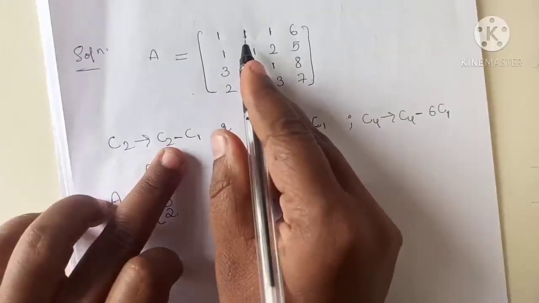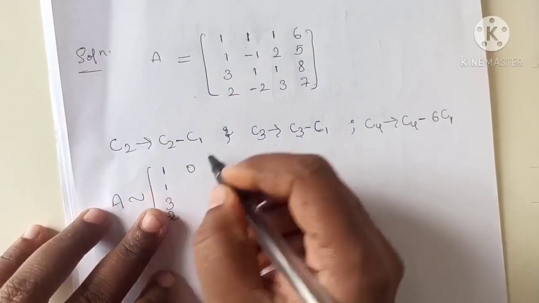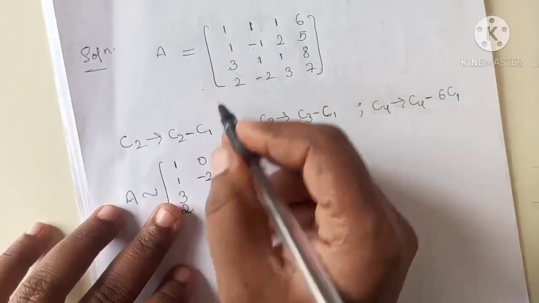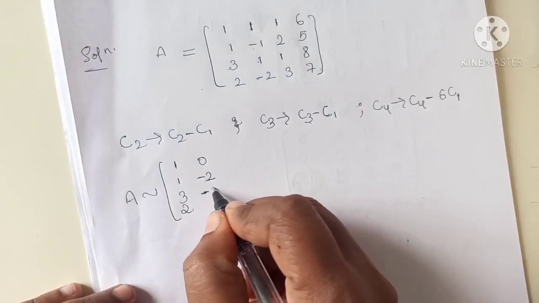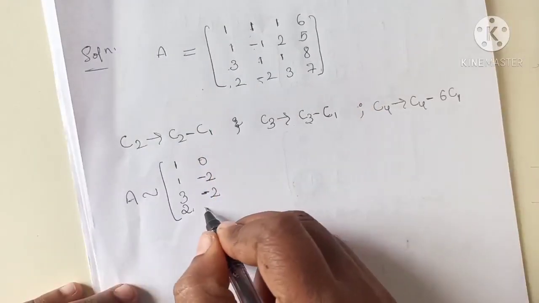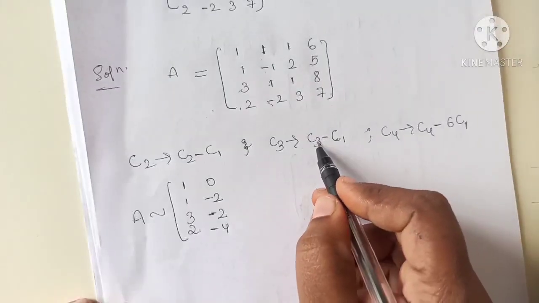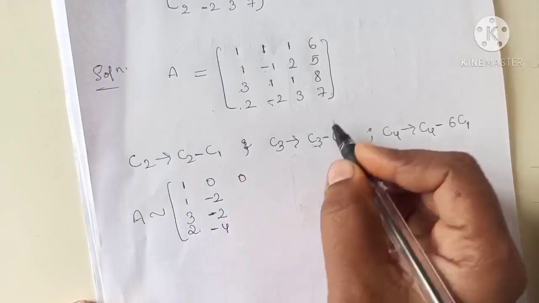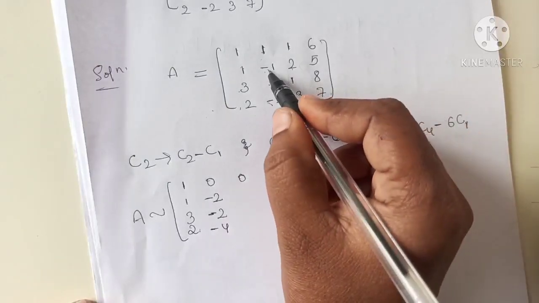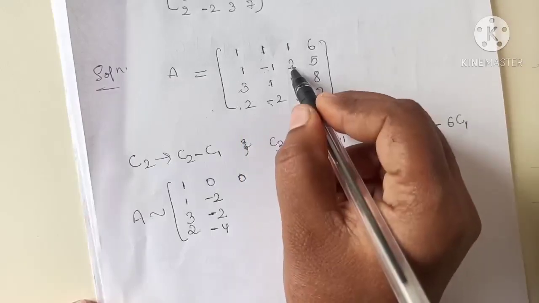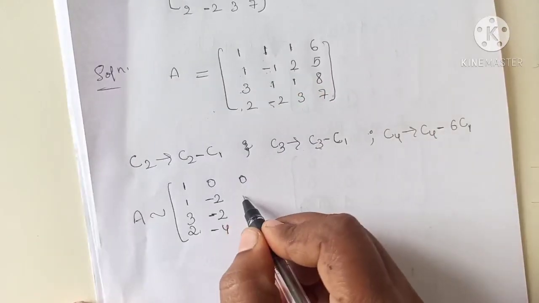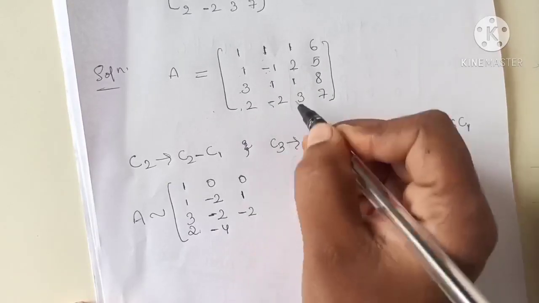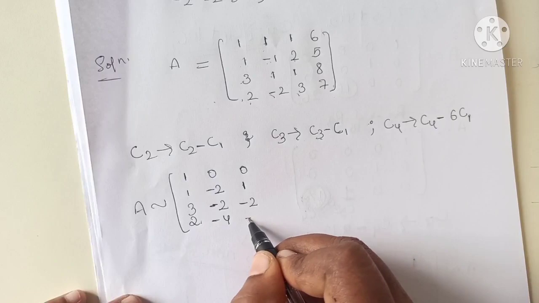Second column elements are C2 minus C1, meaning 1 minus 1 equals 0. Minus 1 minus 1 is minus 2. 1 minus 3 equals minus 2. Minus 2 minus 2 equals minus 4. Next, C3 minus C1. C3: 1 minus 1 equals 0. 2 minus 1 equals 1. 1 minus 3 equals minus 2. 3 minus 2 equals plus 1.